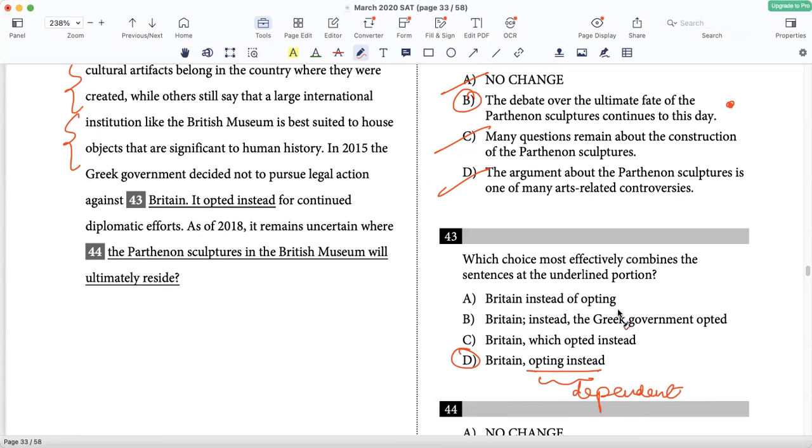If I say instead of opting, that distorts the meaning because I'm saying instead of pursuing legal action, it opted for diplomatic efforts. So A is wrong. Option B is grammatically correct, but it's too long, right? I don't have to repeat the Greek government opted for diplomatic efforts. I can simply say opted instead for diplomatic efforts. And this makes it sound like the British opted for diplomatic efforts, right? Because I'm saying Britain which, but I need to say the Greeks decided to opt for diplomatic efforts. So it's D.